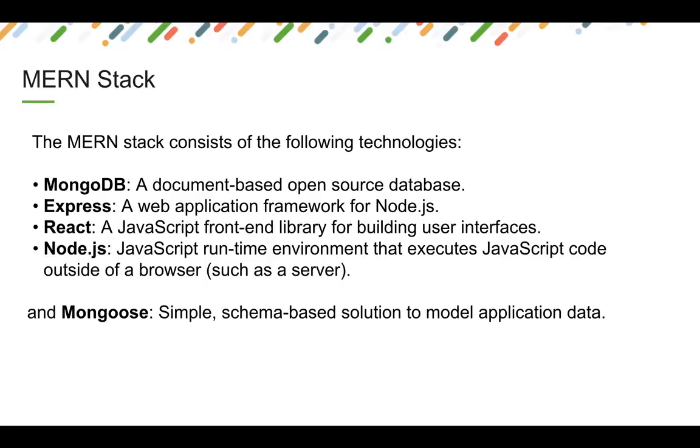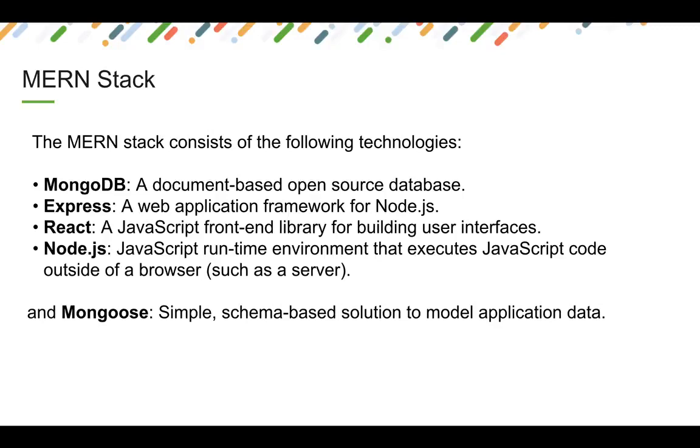So what is the MERN Stack? Well, it consists of the following technologies. We have MongoDB, Express, React, and Node.js. That's what MERN stands for. So Node.js is the JavaScript runtime environment that allows you to execute JavaScript code outside of a browser, such as on a server. And Express is a web application framework for Node.js. It allows us to easily create a web server.